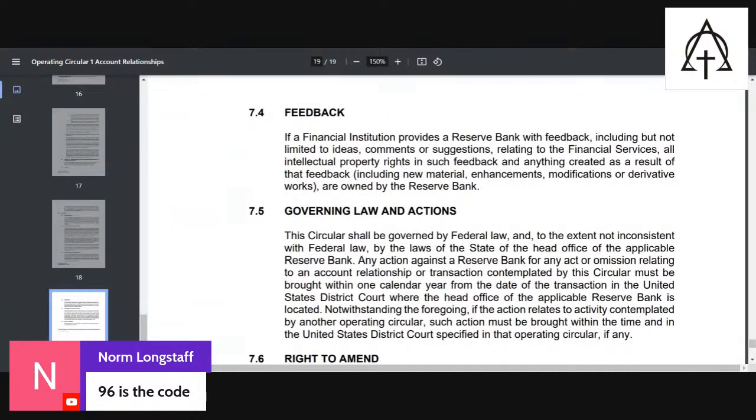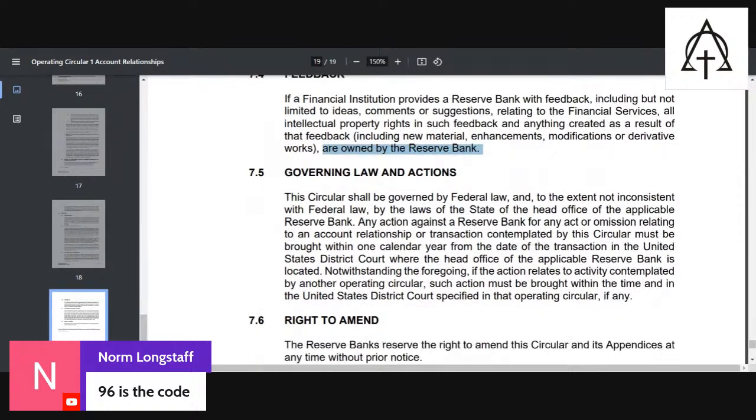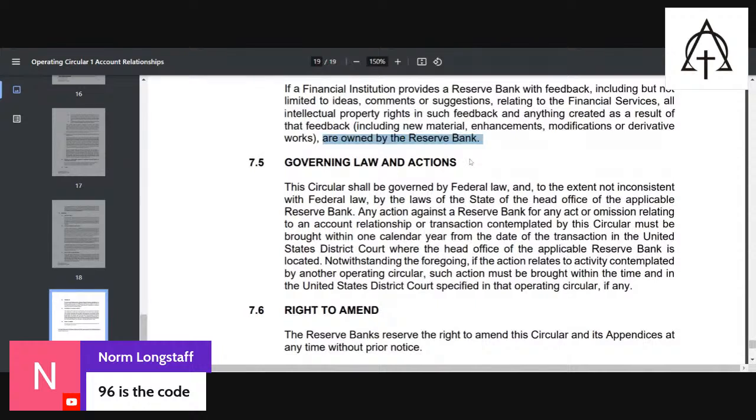Feedback. If a financial institution provides a reserve bank with feedback, including but not limited to ideas, comments, or suggestions relating to the financial services, all intellectual property rights in such feedback and anything created as a result of that feedback, including new material enhancements, modifications, or derivative works, are owned by the Reserve Bank. You have to rescind those contracts, folks.